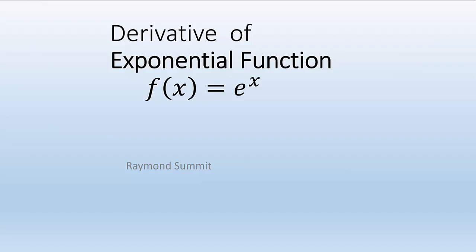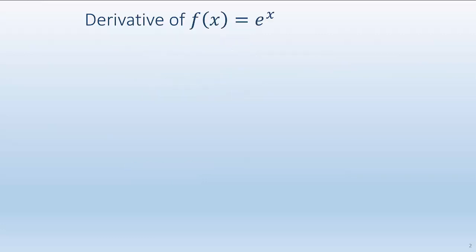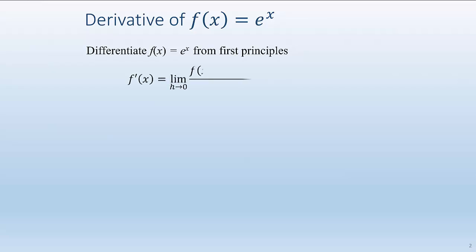In this lesson, we will find the derivative of the exponential function e to the x. The derivative, of course, can be found from first principles. That is, the derivative is the change in y values over the change in x as the change in x approaches 0. Our function is e to the x, so we need to put x plus h into that function. We will get e to the x plus h, and our f of x is of course just e to the x, over our h.